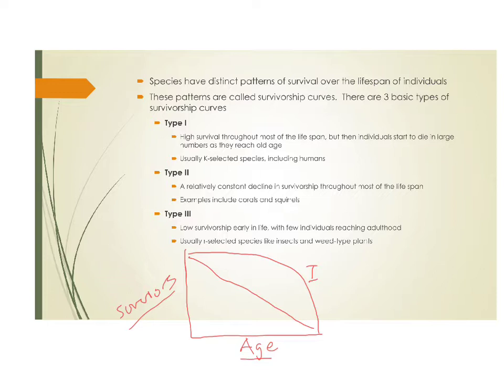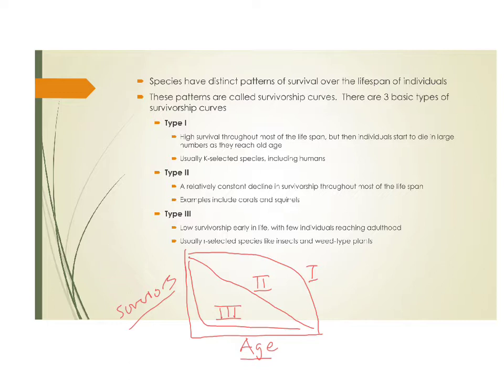Type 3 survivorship curve is the inverse. It's the opposite of type 1, so it looks kind of like this. This is 2, and then this is 3. The type 3 survivorship curve is characterized by very low survivorship early in life, meaning that lots and lots of juvenile and infant individuals die, and very few reach adulthood.